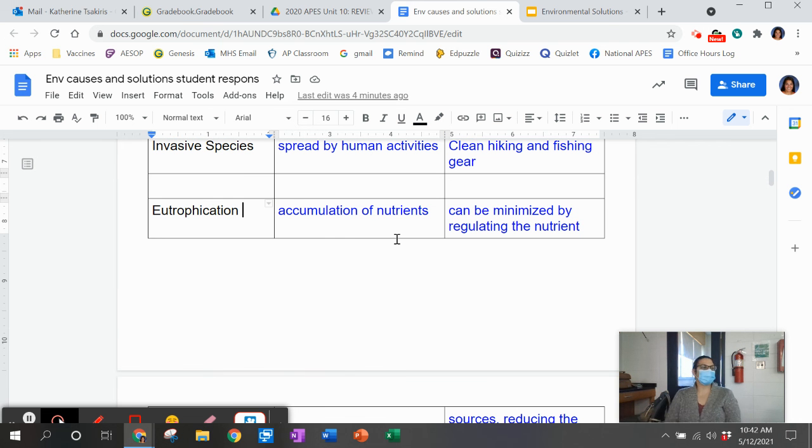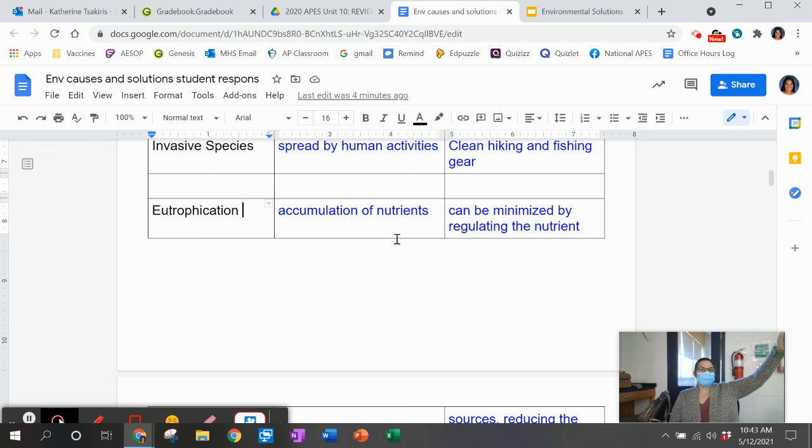Eutrophication is caused by accumulation of nutrients. Again, not wrong. Eutrophication is caused by excess nutrient runoff, specifically nitrates and phosphates, into a body of water, which then cause algal blooms, which then decompose, use up oxygen, and cause hypoxic conditions. Okay? A leads to B, B leads to C, C leads to D. What's our solution?